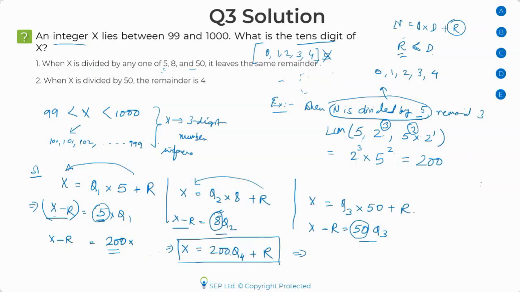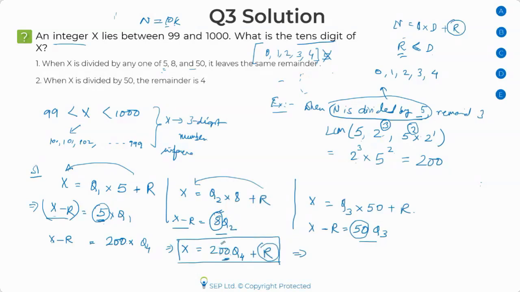So how do I represent it? If a particular number is a multiple of, say, 10, I write it as 10K, 10 multiplied by a variable. So if I know X minus R is a multiple of 200, I'll write it as 200 times Q4. Okay, I hope that answers your query. So guys, as I was saying, the remainder would be either 0 or 1 or 2 or 3 or 4. So that is going to affect the unit digit, right?